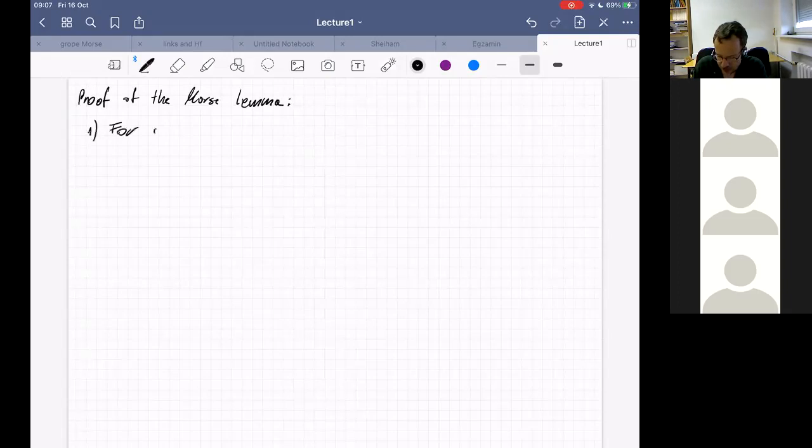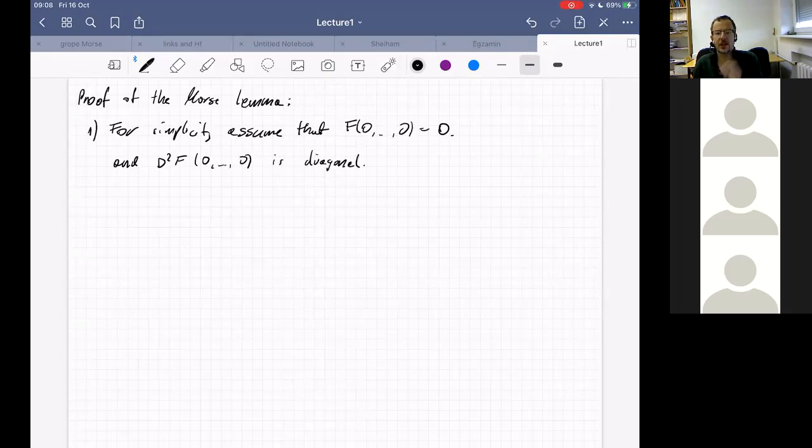One, for simplicity, assume that f of 0, ..., 0 is 0, and the second derivative d square f at 0, ..., 0 is diagonal. Passing from non-diagonal coordinates to diagonal coordinates will be done during the classes. The general case during classes. But this is really simple.